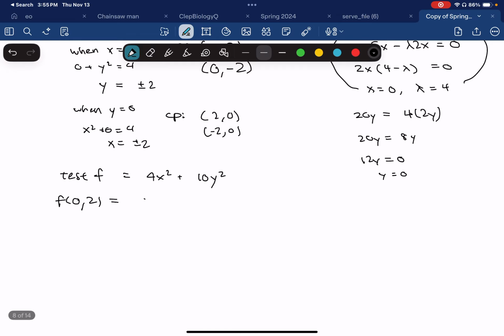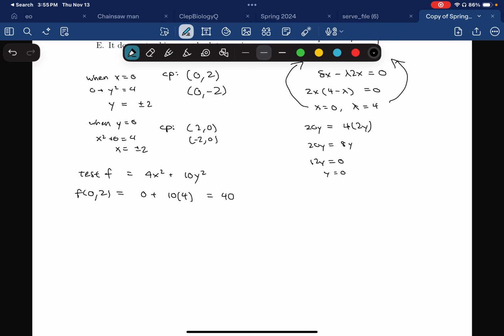So in this case, it'll be equal to 0 plus 10 times 4, which is 40. At f(0, -2), we get 0 plus 10 times 4 again, which is 40. At f(2, 0), we get 4 times 4 plus 10 times 0, which is just 16. Then f(-2, 0), we also just get 4 times 4 plus 0, which is 16.